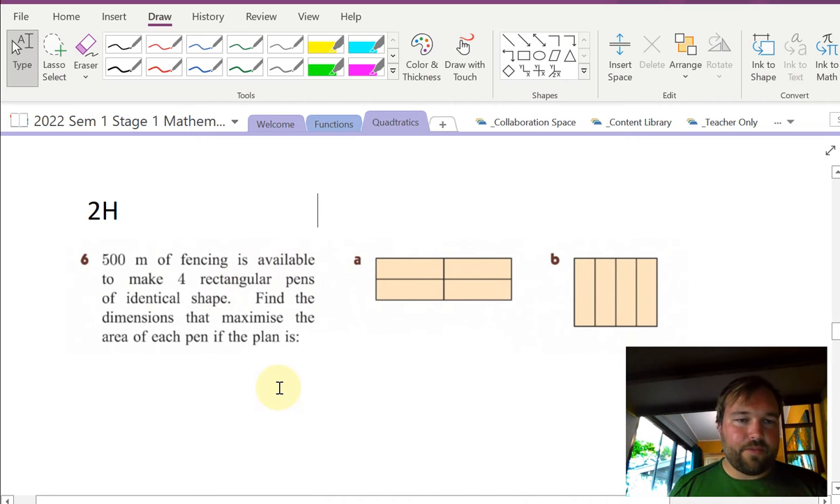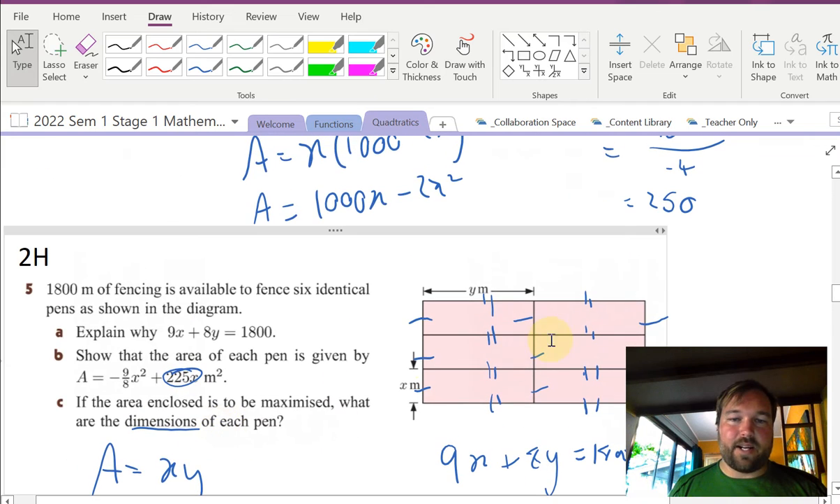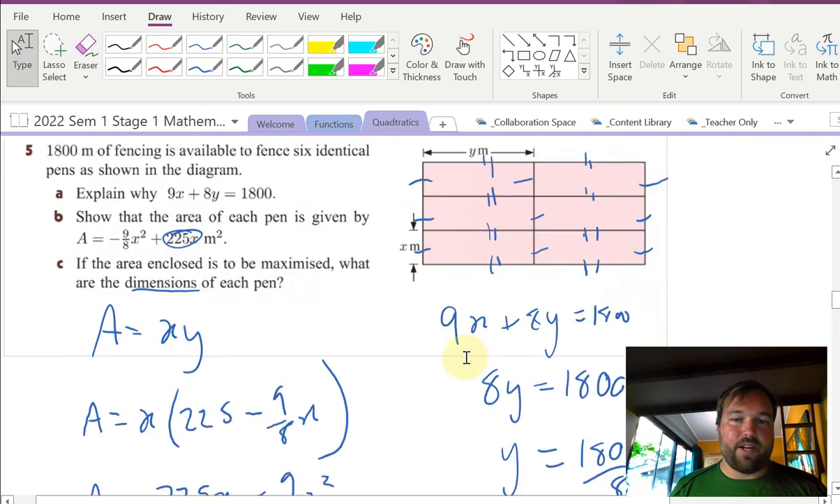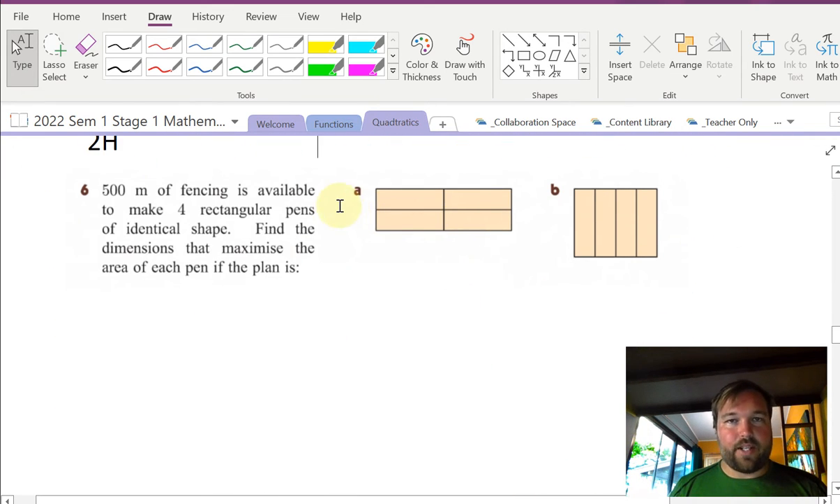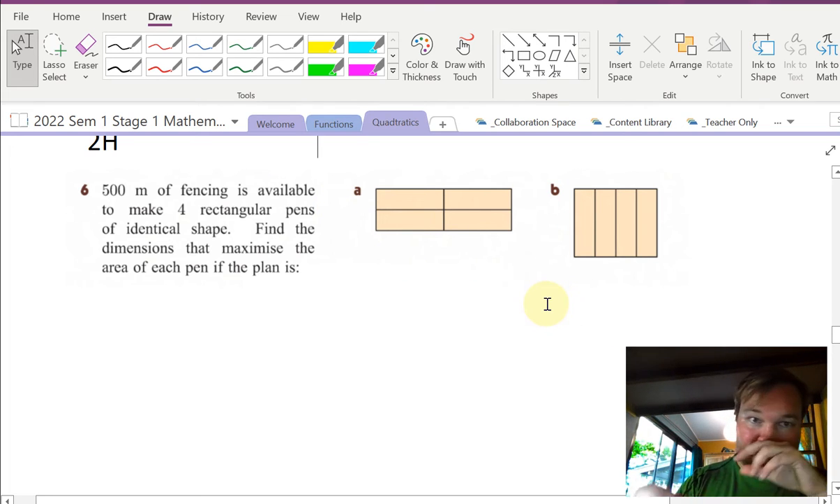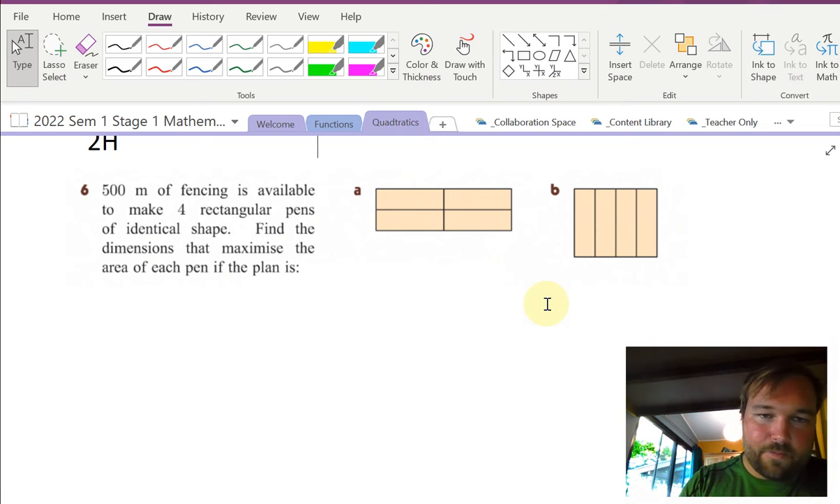Alright, 2h. 500 meters is available to make 4 rectangular pens of identical shape. Find the dimensions that maximize the area of each pen if the plan is A or B. Now, quite nicely, what they've done is they've set up the process of how to do this in 5, and then asked you to do it here separately. So we're going to follow the exact process through. I'll just do it with A, and you guys can do it with B, no worries.